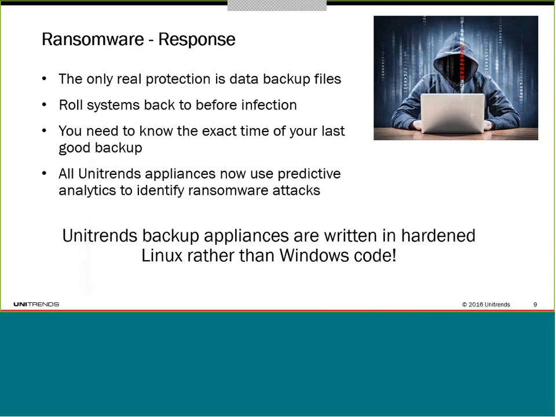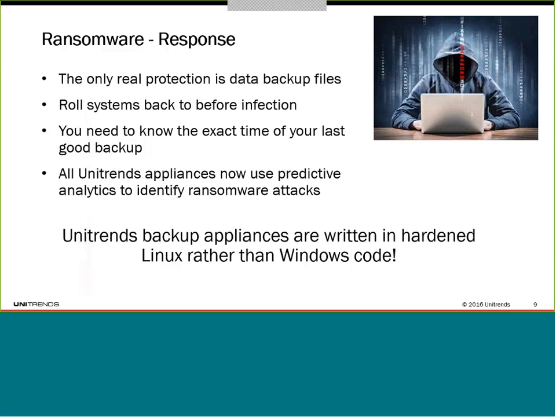So really, the only response that you have, the only real protection that you have against ransomware is good data backups. And what you do is you roll your systems back to the point just before infection. So that's why it's important to have lots of snapshots. That's your recovery point, your last good backup. Unitrends has some unique ransomware recovery capabilities, including automated testing. So we can test the backups to make sure they're not infected and retest the recovery to a point where we know that you can recover and go again. So again, you need to know the exact time of your last good backup.